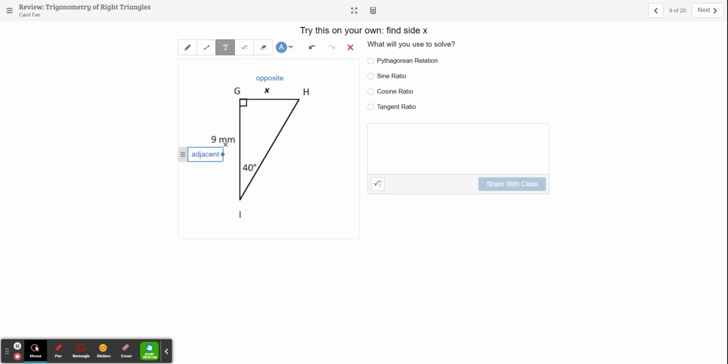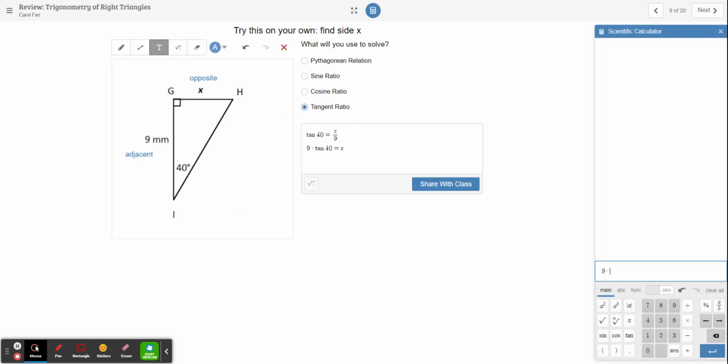So TOA, or the tangent ratio, involves both the opposite and the adjacent. So let's use that to solve. Tangent 40 is equal to opposite over adjacent. 9 times tan 40 is equal to x. So we have x is equal to 7.6 millimeters.